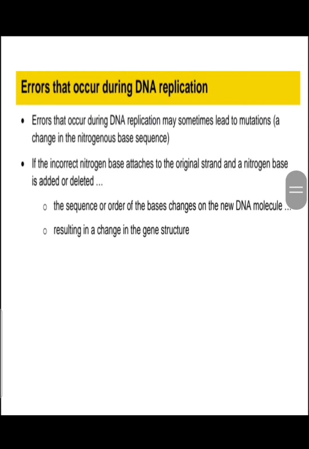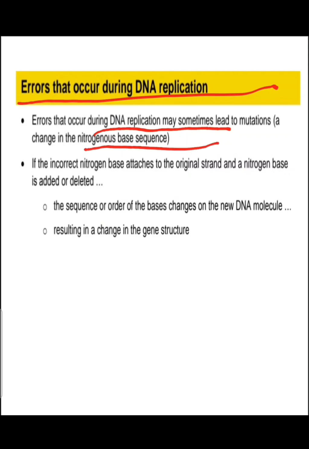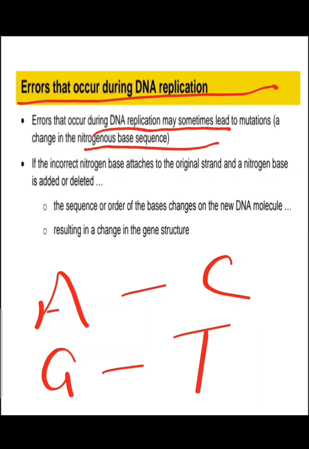Then what are the errors that occur during DNA replication? Errors that occur during DNA replication may sometimes lead to mutation. Now you might be wondering what is mutation. Mutation is a change in nitrogenous base sequence. What is the change in nitrogenous base sequence? Perhaps adenine might go with cytosine, then guanine might go with thymine. So this is a change in nitrogenous base sequence.